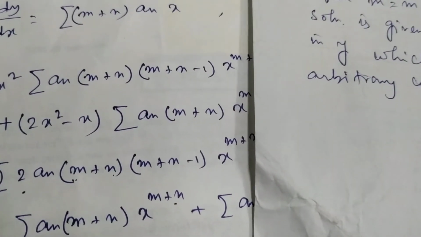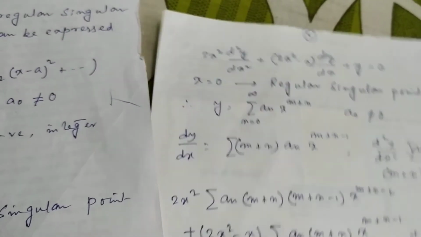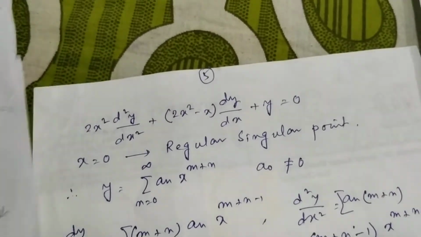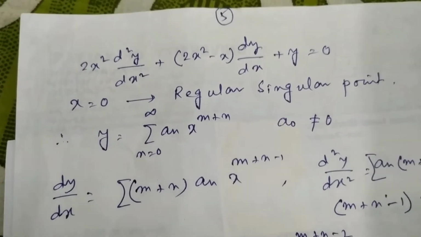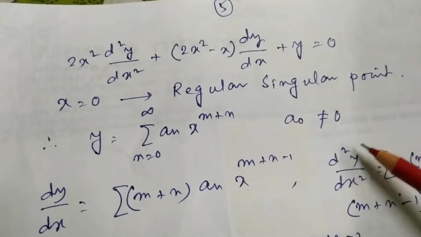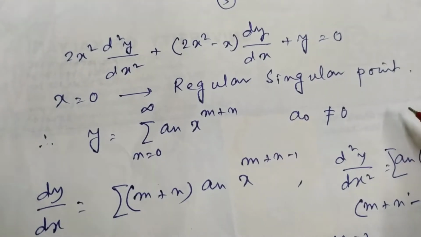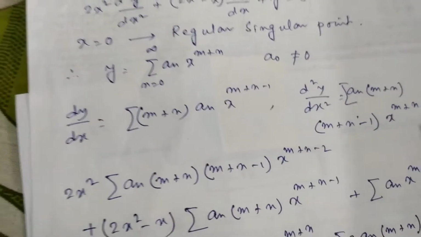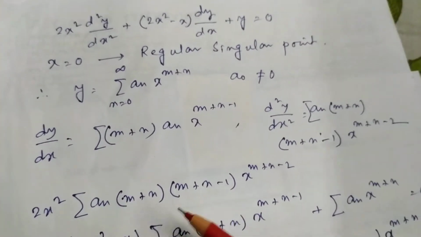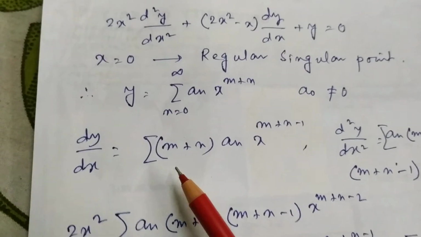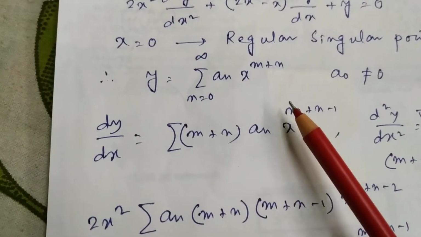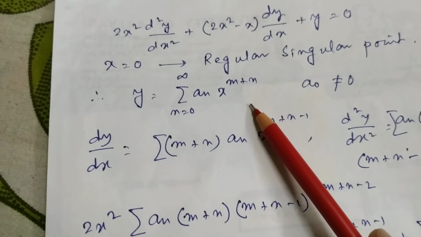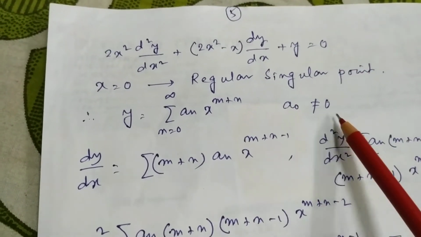Now let us discuss a problem. Let us take the equation 2x squared d2y dx2 plus (2x squared minus x) dy dx plus y equal to 0. Here x equal to 0 is a regular singular point. Now according to the theorem, we can assume y equal to summation of a n x to the power m plus n as the solution of that equation, where a naught not equal to 0.